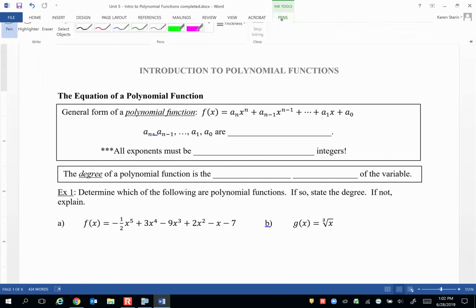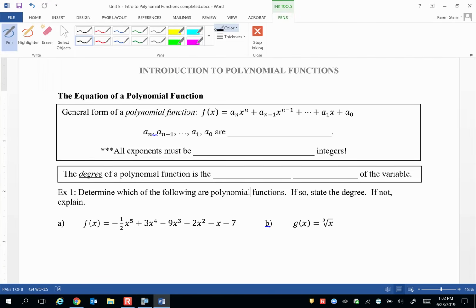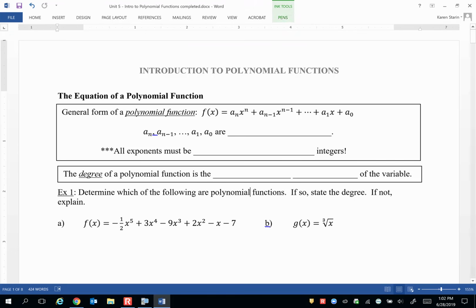Introduction to polynomial functions. The equation of a polynomial function.